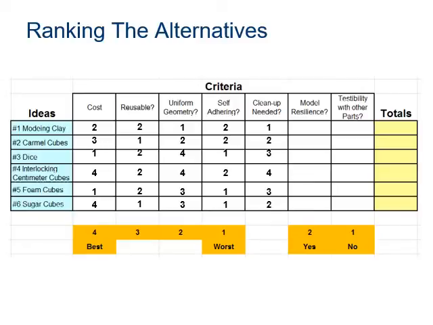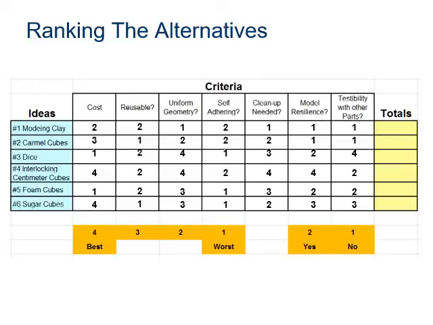For cleanup, interlocking centimeter cubes require almost no cleanup, whereas modeling clay requires a little bit more. So we're ranging from a score of 1 to 2. Again, model resilience, centimeter cubes look good. Modeling clay and caramel cubes, not so good. And in terms of testability, there are your scores for testability.